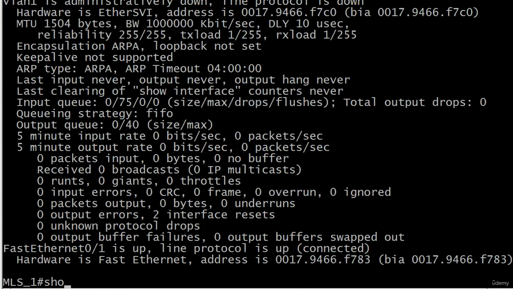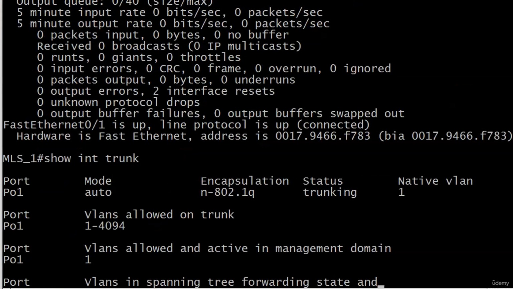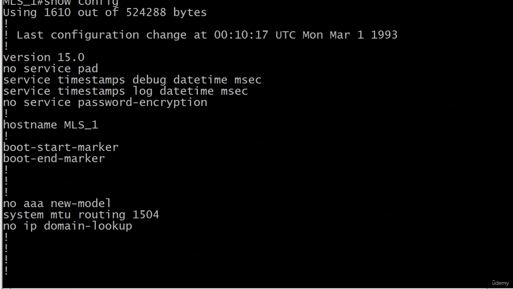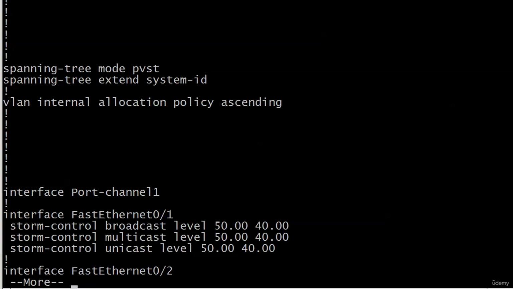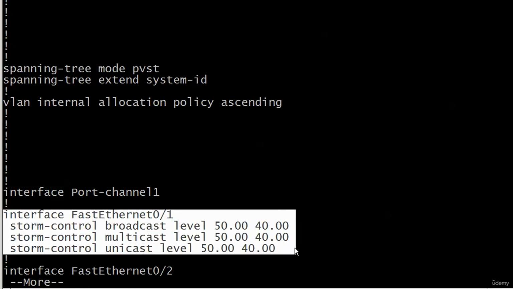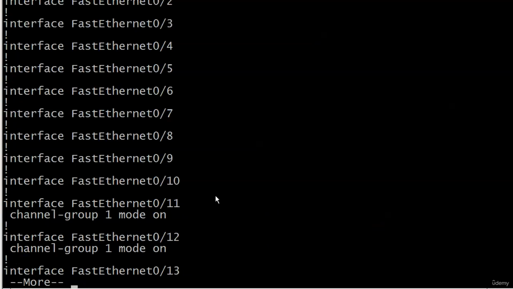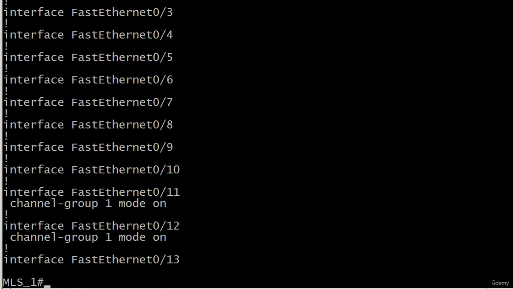Let's try show interface trunk. And there's our port channel 1. We know all about that. Let's run show config. And we've got our port channel 1 up here. And you can also see that the broadcast, unicast, and multicast levels that we set, of course, are in your config. But let's say that we wanted to apply storm control to an EtherChannel. Can we do that? Let's find out. Let's do an exit there.